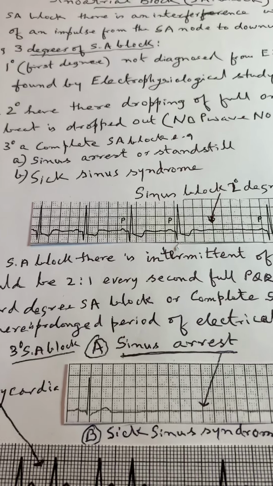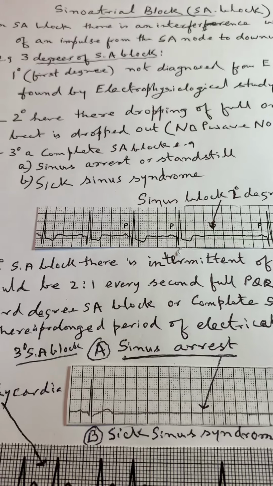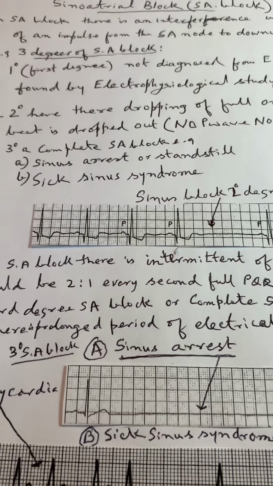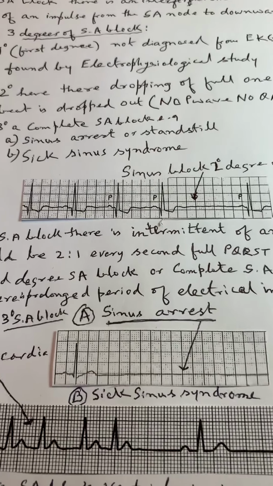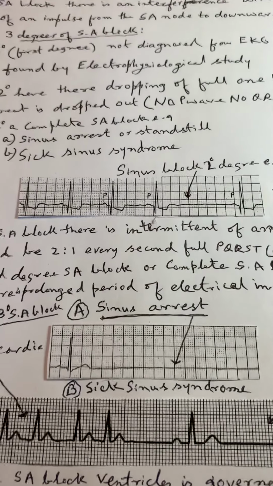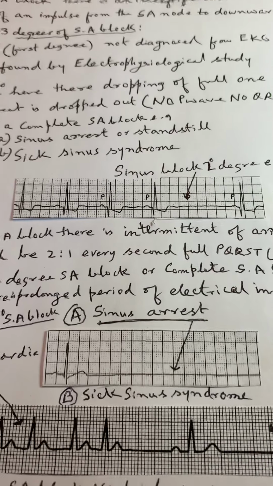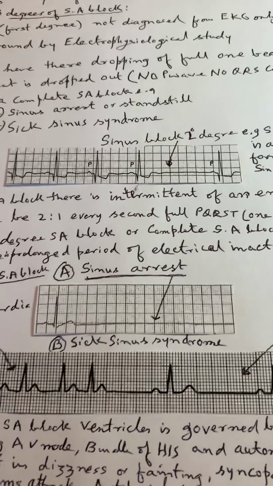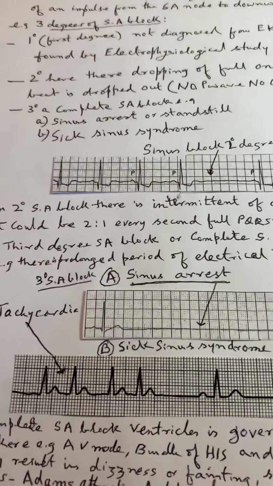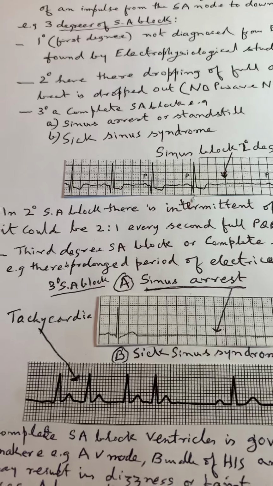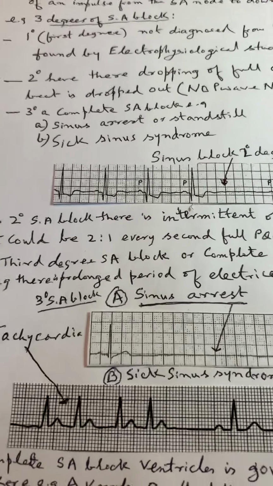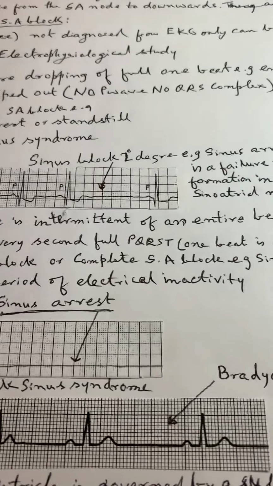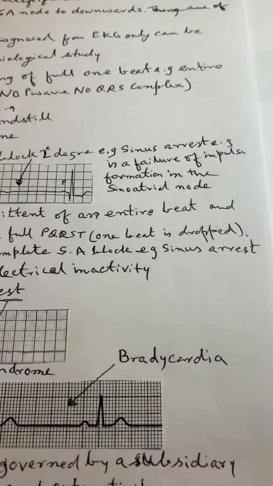Third degree block is sinus arrest, or heart standstill, and sick sinus syndrome. I will discuss the sinus arrest first. As you see in diagram A, there is one PQRST and then no wave for some time, and this is known as sinus arrest. Third degree SA block is complete, also called complete heart block, and is known as sinus arrest.